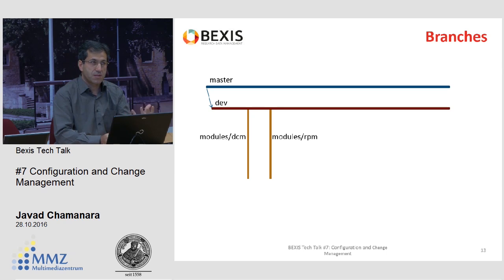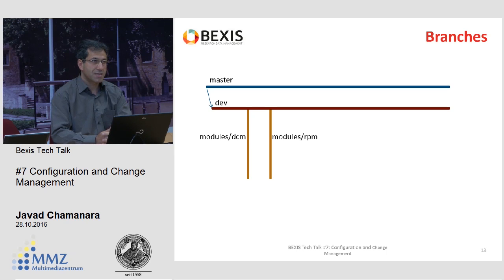Modules are actually pieces of software that are facing the user. A module is a bunch of functionality that goes together. In this case, for example, DCM is the data collection module, and RPM is the resource planning module. For each module, we have its own branch created from the development branch.